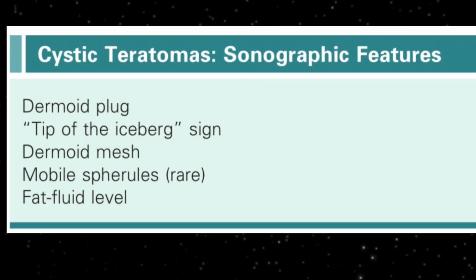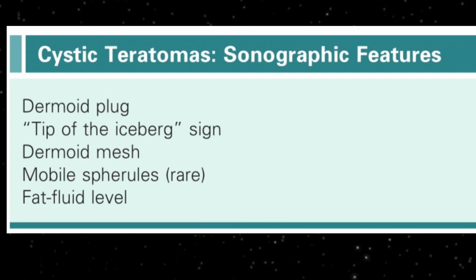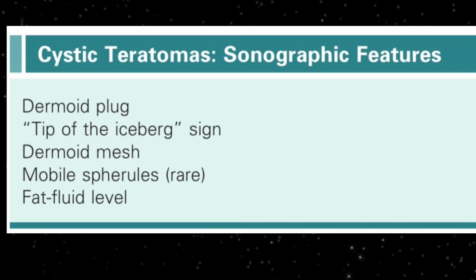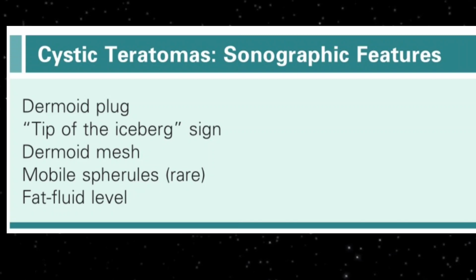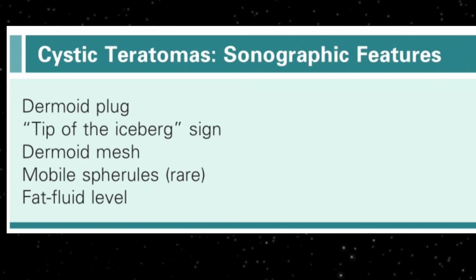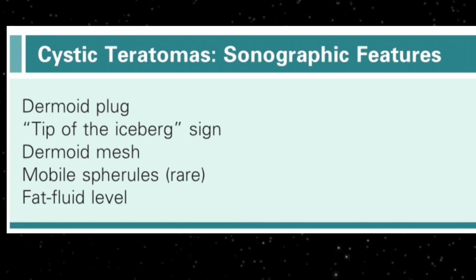Cystic teratomas are composed of well differentiated derivatives of the three germ layers. These are ectoderm, mesoderm, and endoderm. Because ectodermal elements generally predominate, cystic teratomas are virtually always benign.